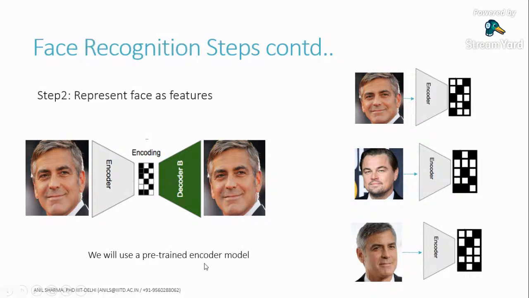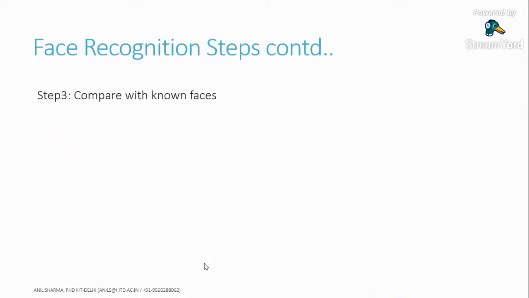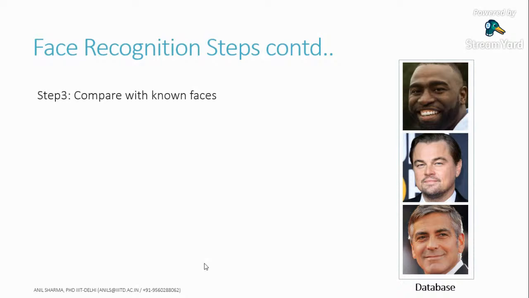In our face recognition example, we will use a pre-trained encoder model so that we don't have to train our own, and many encoder models are freely available. We will see how to do it using the face recognition package. The third step is to compare the face with known faces. In this step, we first need to create a database of known faces. I have created a database of three faces. The first person, I don't know his name, but this image is highly commonly used in face recognition demos. The second is Leonardo DiCaprio, and the third is George Clooney.